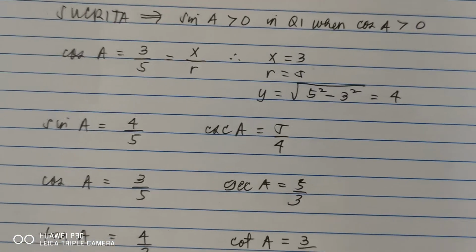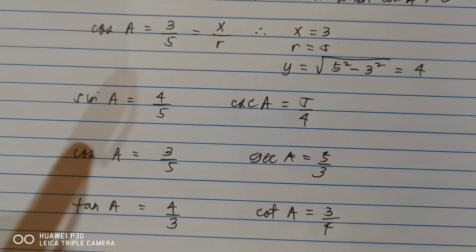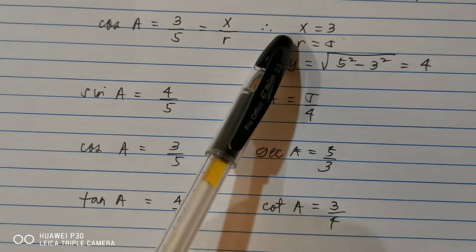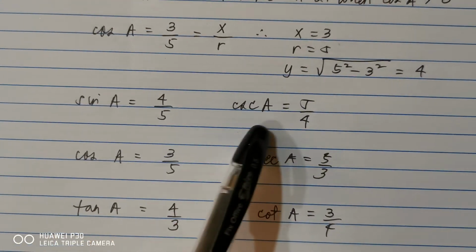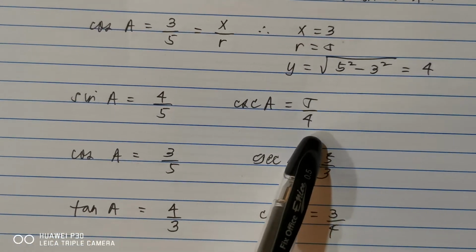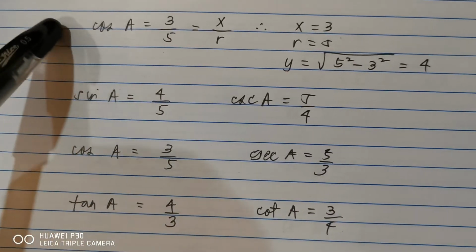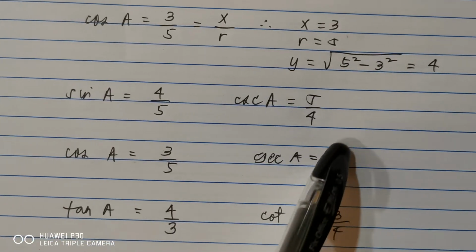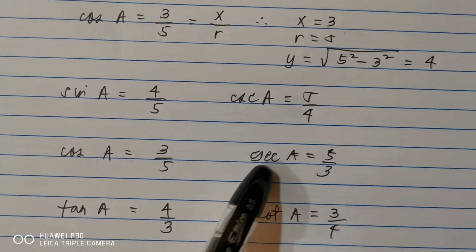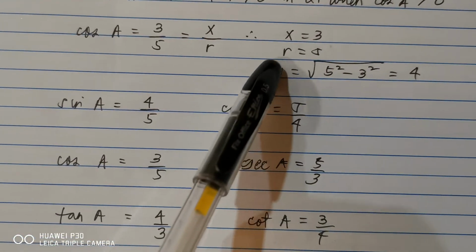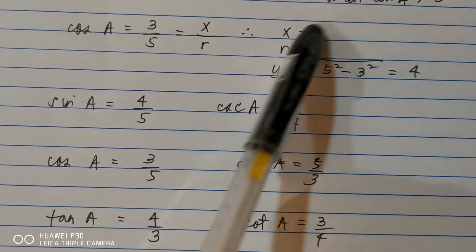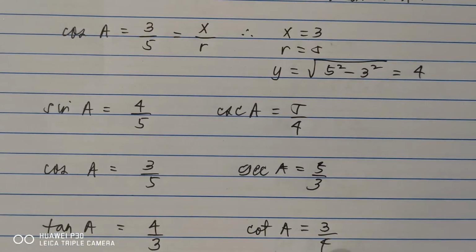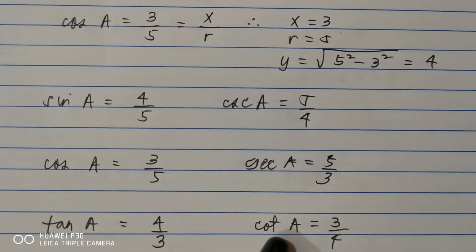So sine theta is equal to y over r, 4/5. Cosecant theta is the reciprocal, 5/4. Cosine A is 3/5. The reciprocal is 5/3, which is secant A. Tangent A is y over x, 4 over 3. The reciprocal is 3/4, which is cotangent A.